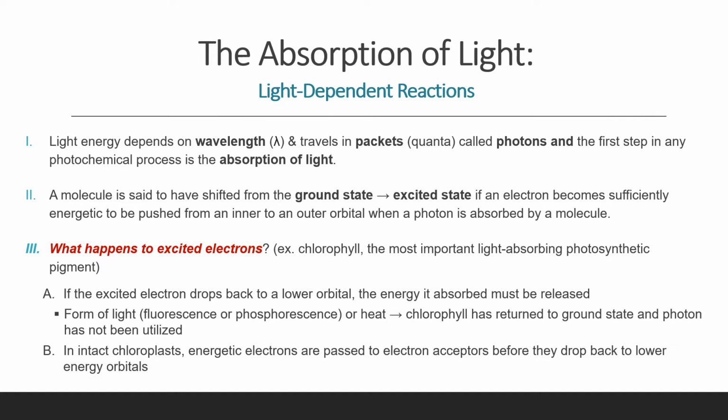Okay, so for intact chloroplast, energetic electrons are passed to electron acceptors before they drop back to lower energy orbitals.